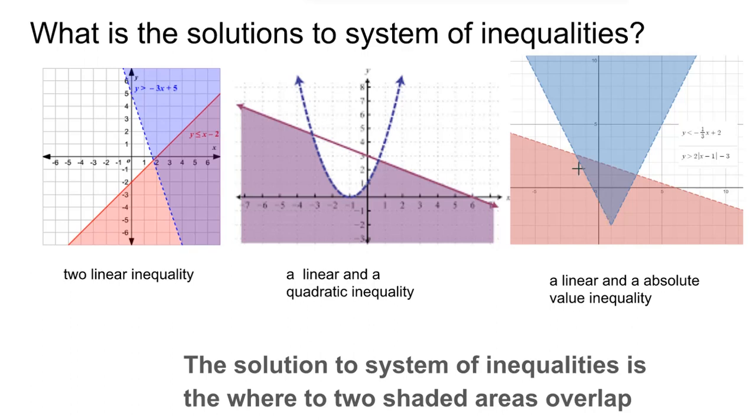This is an absolute value and it's greater than. So the area is shaded blue above the absolute value. And then the area is shaded pink below it. So it's going to be less than. And since you see both shades, you can see where the shades overlap here.